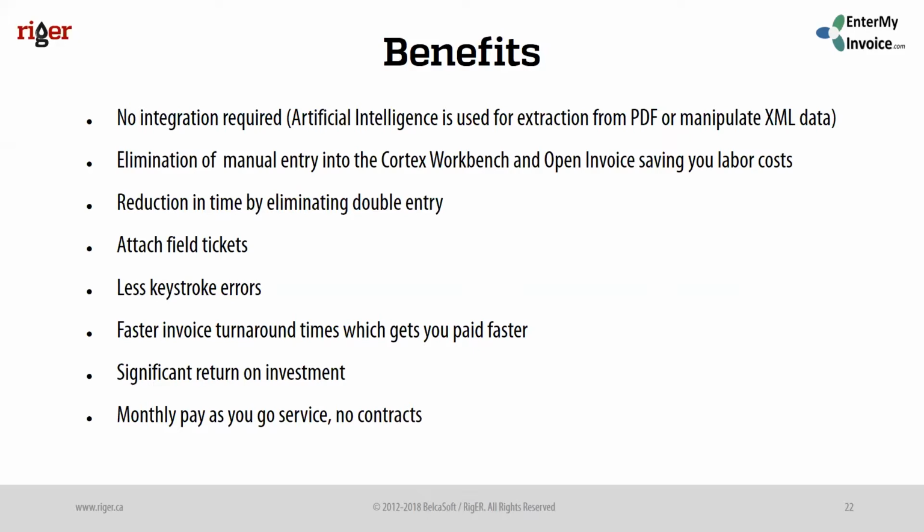We reduce the time by eliminating a lot of the double entry. We can attach the field tickets, and one thing that we look at is usually 1 in every 80 keystrokes is an error for companies. This will get rid of the keystroke errors as we're extracting data directly from a PDF or an XML. You have faster invoice turnaround times, which means you get paid faster. And what we've seen is a significant return on investment. Typically, it's starting at about 200 to 300% return on investment using our system.